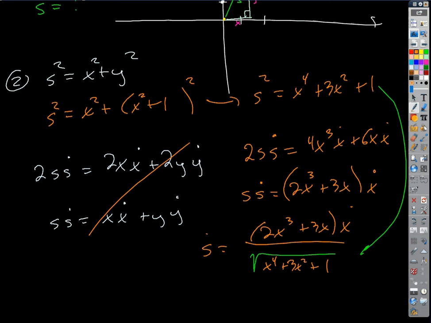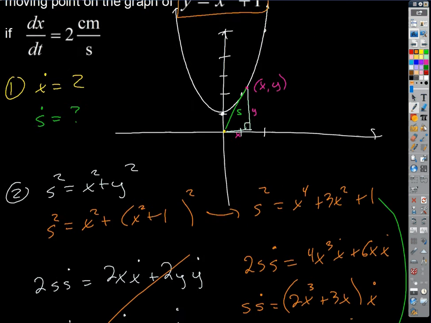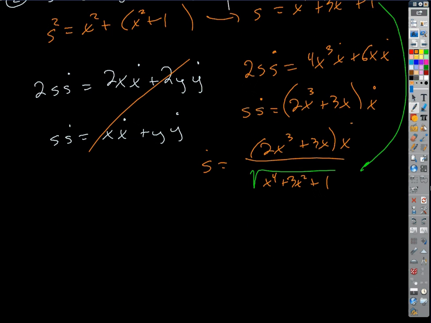And so the very best we could do here is plug in 2 for x dot, and then we would get s dot equals 2 times all this stuff in terms of x. And then we'd have to still feed it a value of x to get an answer. Okay? Make sense? Okay? All right.